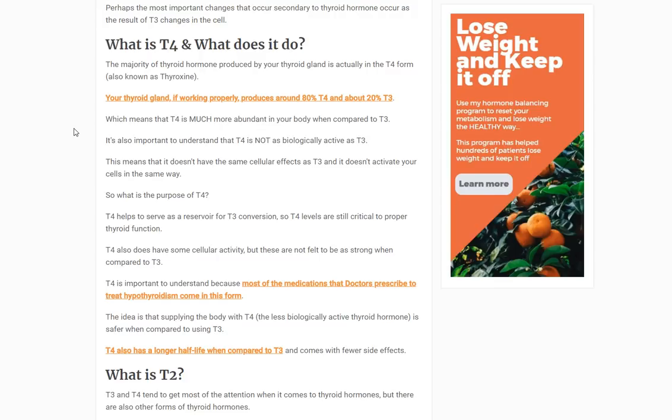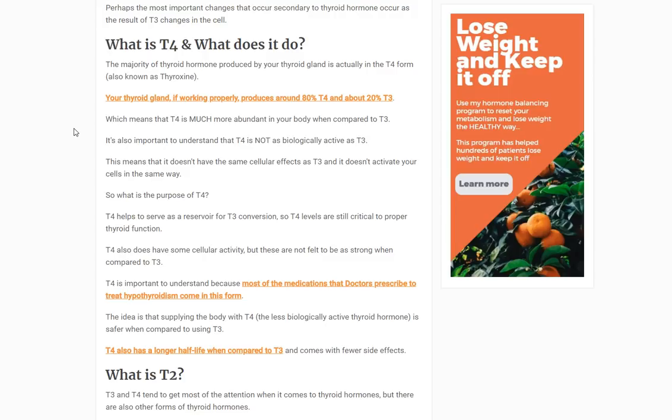So why is that important? It's important because when you take a thyroid medication such as levothyroxine or Synthroid, Tirosint, or Levoxyl, all of these medications contain T4, which means that they're not necessarily active once you consume them. They have to be activated by your body in order for them to turn into T3 and in order for them to have some effect in the body.